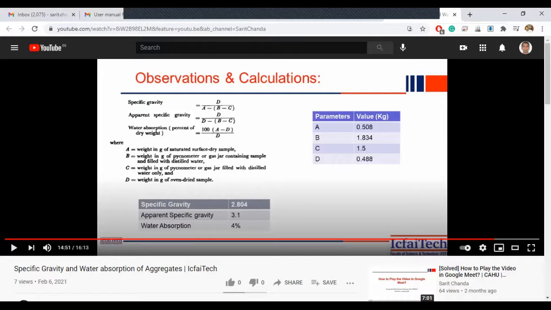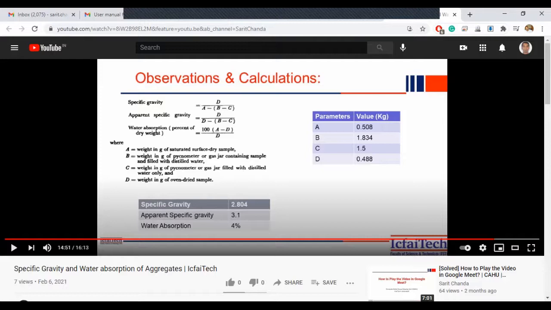And then D is after 24 hours, you take the sample out of the oven and measure it. How much of the water has evaporated? How much is the leftover? That will be D. Once you have these A, B, C, D, simply plug in these values. The specific gravity for our sample we got is 2.8 something, and water absorption is also 4%, meaning 4% water has been absorbed. So how did you calculate water absorption? You understood, right?